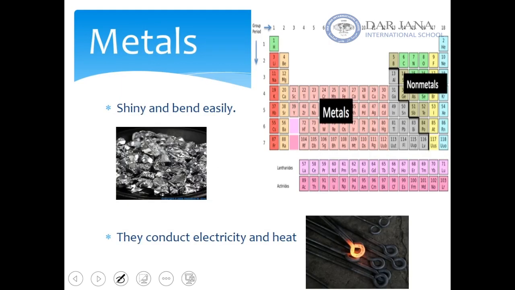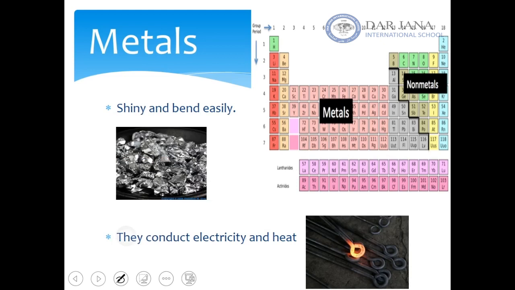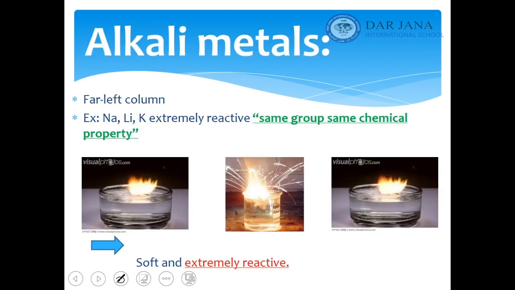Now let's go back to the metals. So the metals share some properties. So generally they are shiny and they bend easily, and they conduct heat and electricity. They are good conductors. However, metals are classified into three groups or three types. So we have the alkali metals, alkaline earth metals, and transition metals. Let's start with the alkali metals. So they are elements that belong to group number 1 always, except for hydrogen. Hydrogen is not a metal.